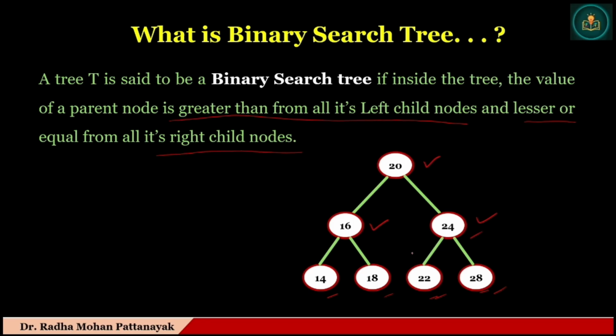Hence we can say that this binary tree is a binary search tree, because a binary tree is called a binary search tree if inside the binary tree all the parent nodes are greater than all their left child nodes and less than all their right child nodes. So it is supporting, hence we can say that it is a binary search tree.